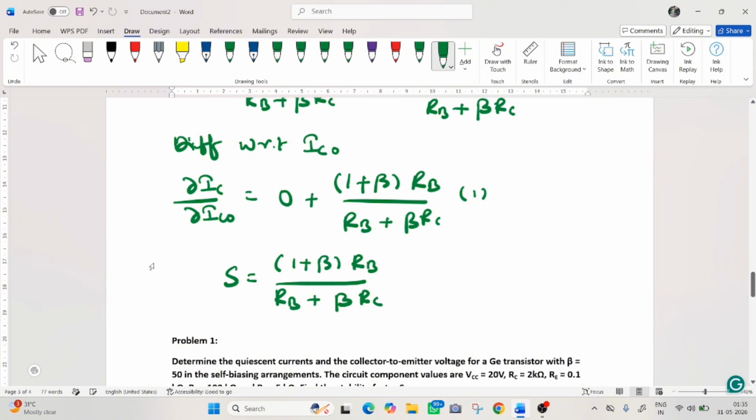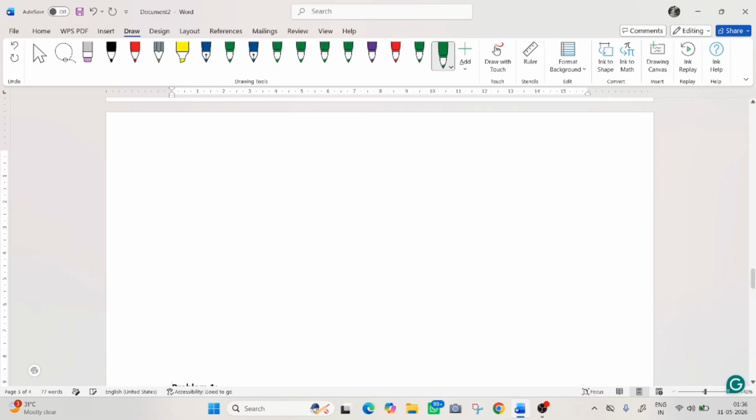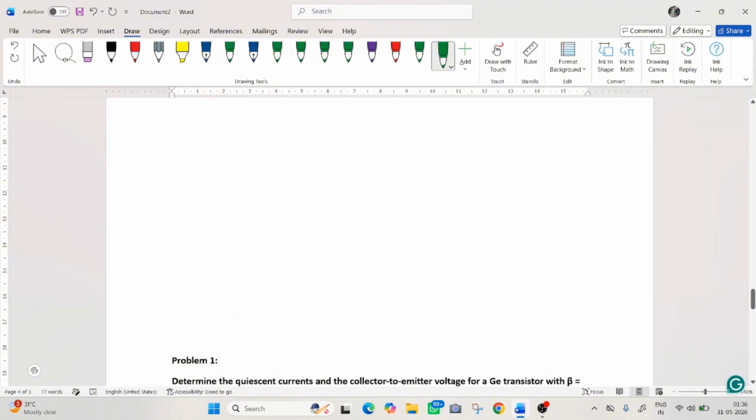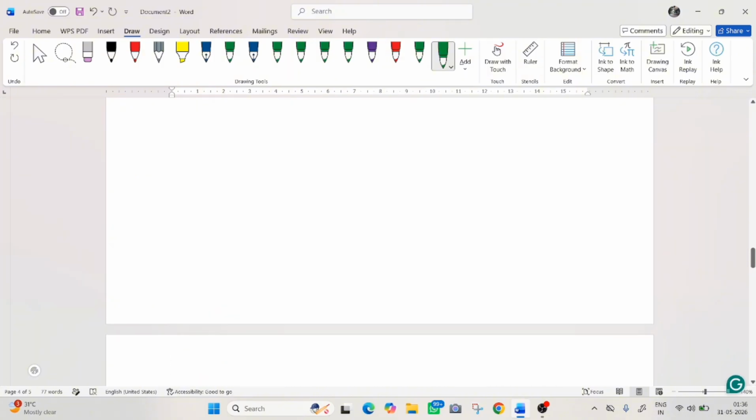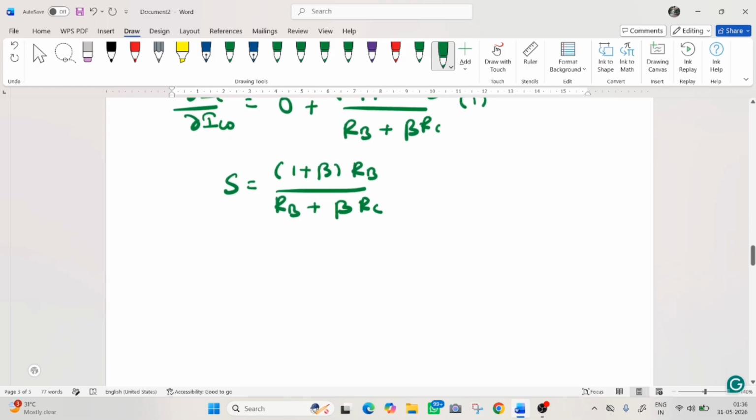This is the expression I got, right? Now if you compare with the previous one, this stability factor will be less than 1 plus beta here. So we can say that it can provide a better thermal stability compared to the fixed bias. Because here the stability factor is less than 1 plus beta, whereas there it is 1 plus beta, which is very large, because the beta value is basically 50, 100, 200, 300, like that. Here it is even less than 1 plus beta.